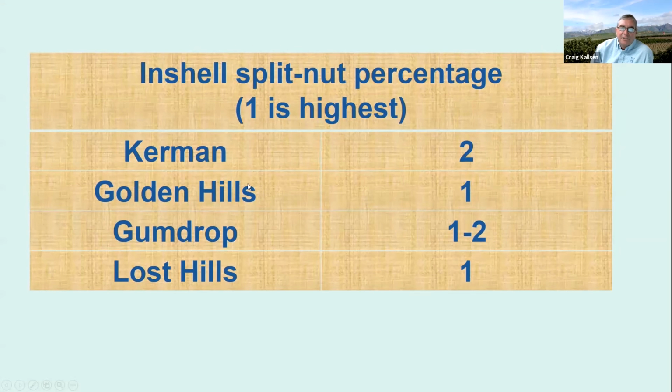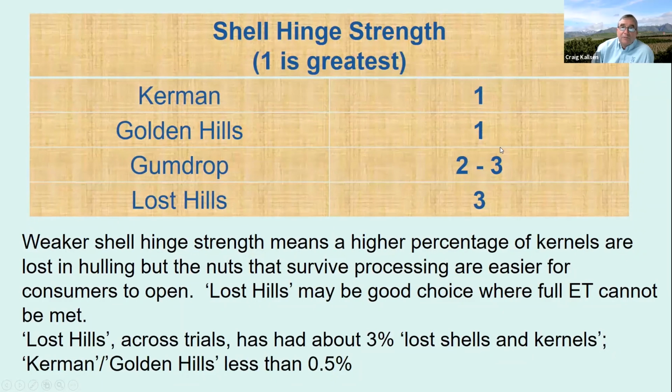Typically, Golden Hills and Lost Hills will have a split percentage of 85% or better. Kerman is usually more around 70% or so. And they can vary a lot between fields and years. And shell hinge strength, that's how strong the shells of the nuts tend to stay together through hulling. So for example, if you run your nuts through the huller, some of them will fall apart. This is the tendency for them to fall apart.